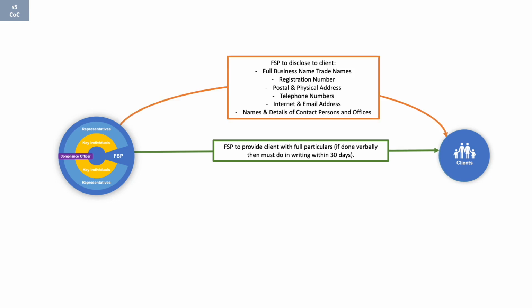The FSP is to disclose to the client its full business names and trade names, its registration number, its postal and physical address, its telephone numbers, its internet and email address, the names and details of contact persons, and the names and contact details of its compliance officer.